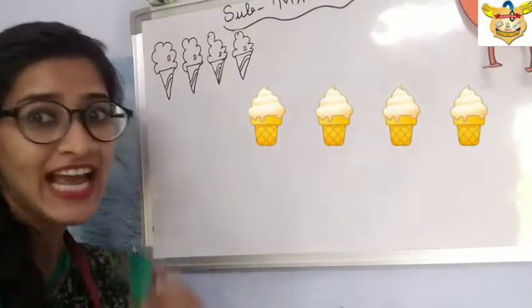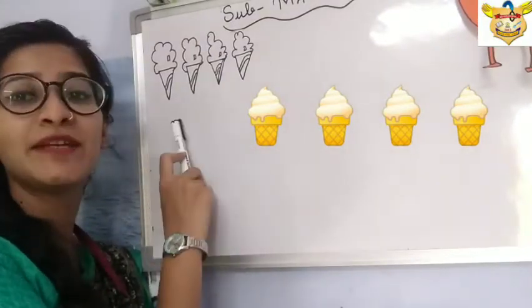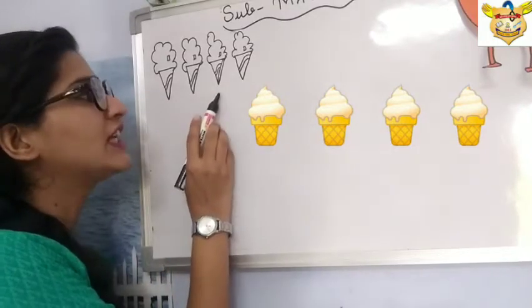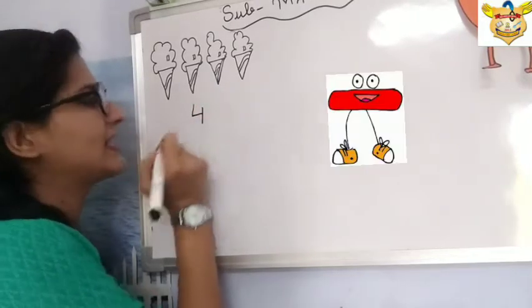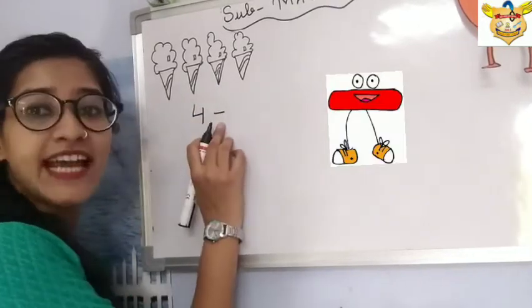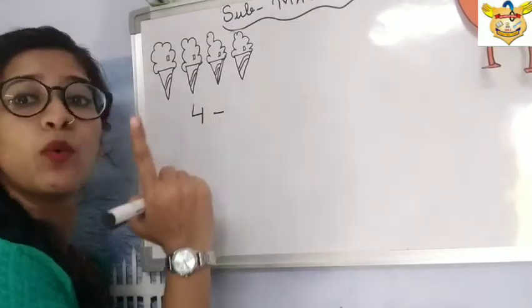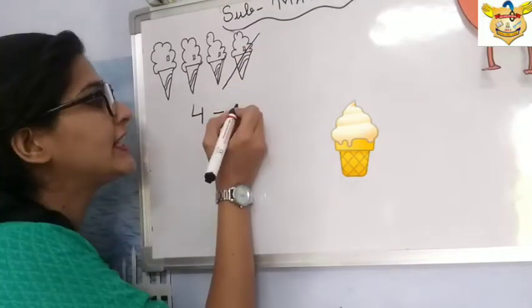It's time to eat ice creams. Now I have some ice creams. Count with me. 1, 2, 3, 4 ice creams. I have 4 ice creams. This sign stands for subtraction. I ate 1 ice cream.